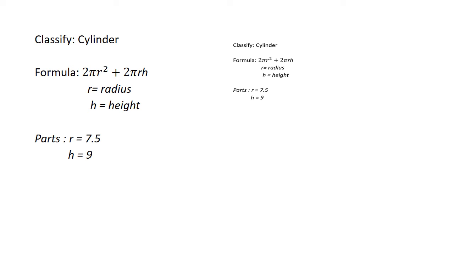So the 15 stands for the diameter. I want the radius, so I'm going to divide it in 2, and I get 7.5 for my radius. My height connects the two circles. That's where the 9 comes in.